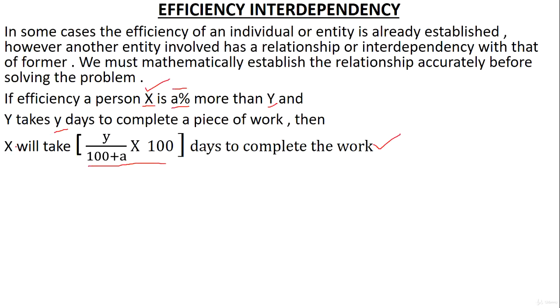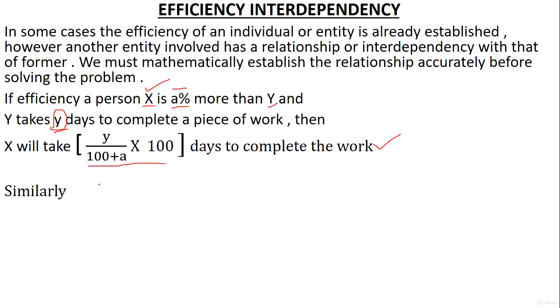Here X will take Y, where Y is the number of days that capital Y takes, by 100 plus A, where A% is the efficiency of person X, which is more than Y. So Y by 100 plus A into 100. This is a formula which you have to remember when we have to solve this type of question.